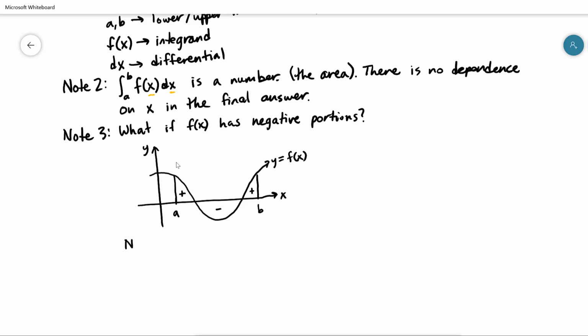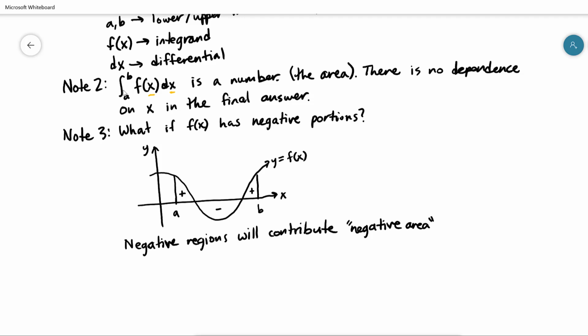Negative regions will contribute, as weird as this sounds, "negative area." So let me put that in quotes because there's no such thing as negative area. But we can think of it as sort of a signed area. These will be positive contributions to our overall number. This will be a negative contribution to the overall number.